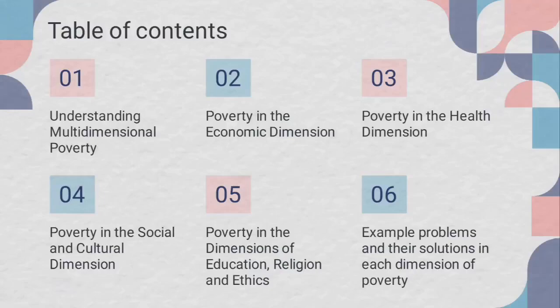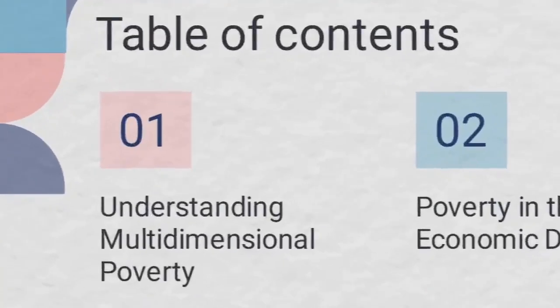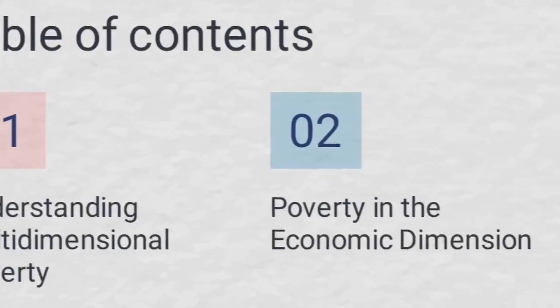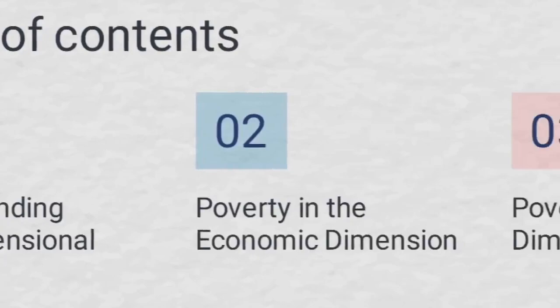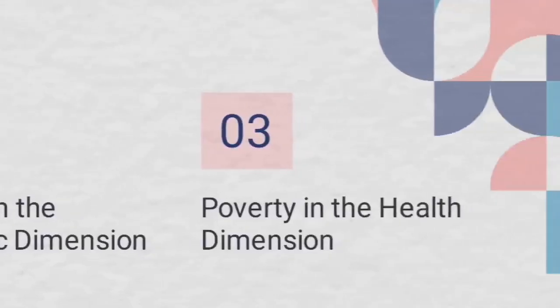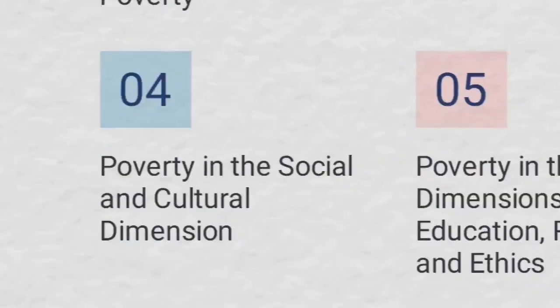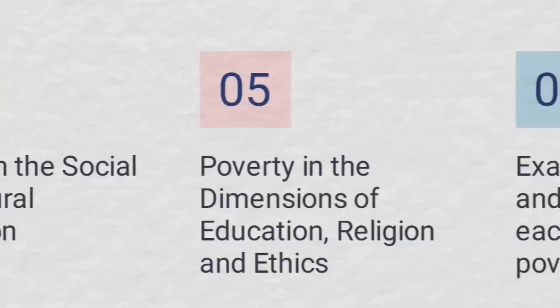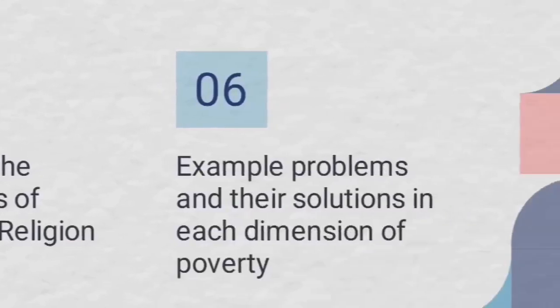So, today we will explain about: 1. Understanding multidimensional poverty. 2. Poverty in the economic dimension. 3. Poverty in the health dimension. 4. Poverty in the social and cultural dimension. 5. Poverty in the dimension of education, religion, and ethics. 6. Example problems and their solution in each dimension of poverty.